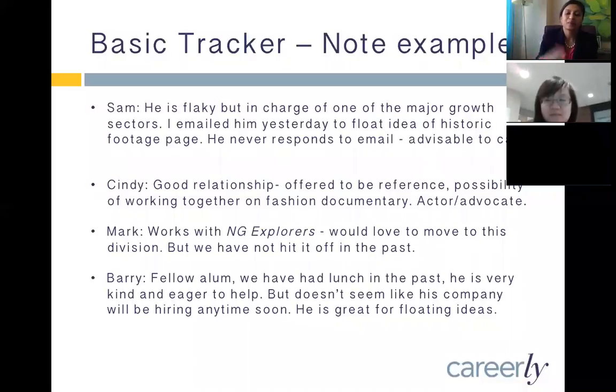But at some point you have to move on, right? Because if someone's really not replying, then sometimes it's better to deal with other people. So this is just to give you an example of the kind of networking that she was doing. So Cindy, she had a great relationship with. Cindy is what we call an advocate for her, because she offered to be a reference. She liked her and liked my student's work. And she was actually discussing the possibility of working together in the future on something.